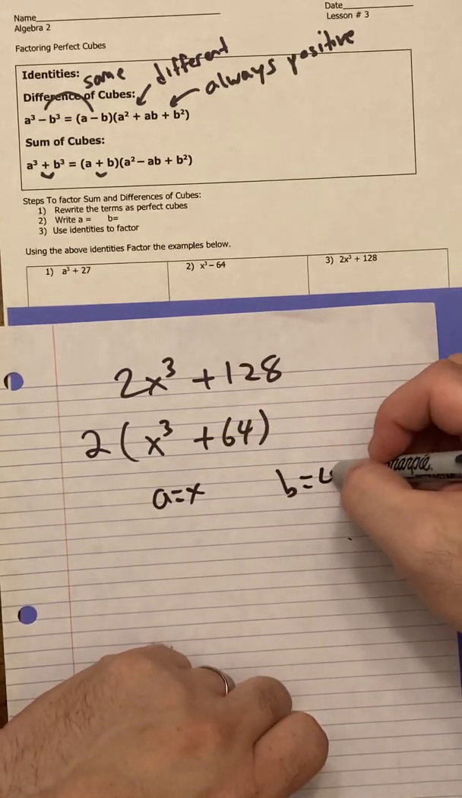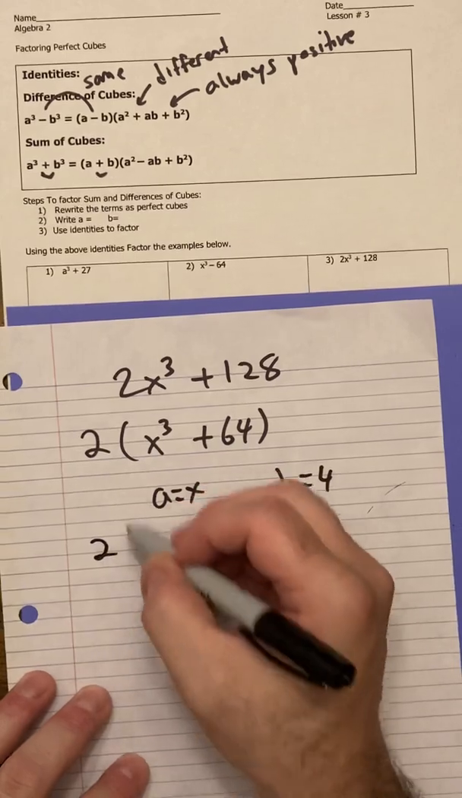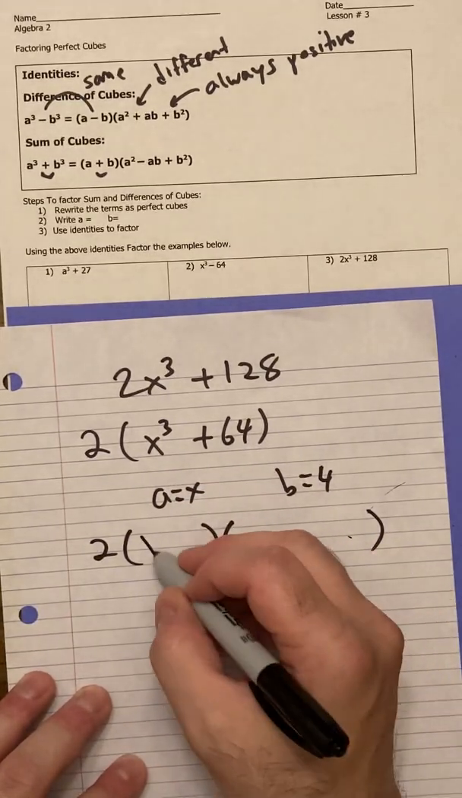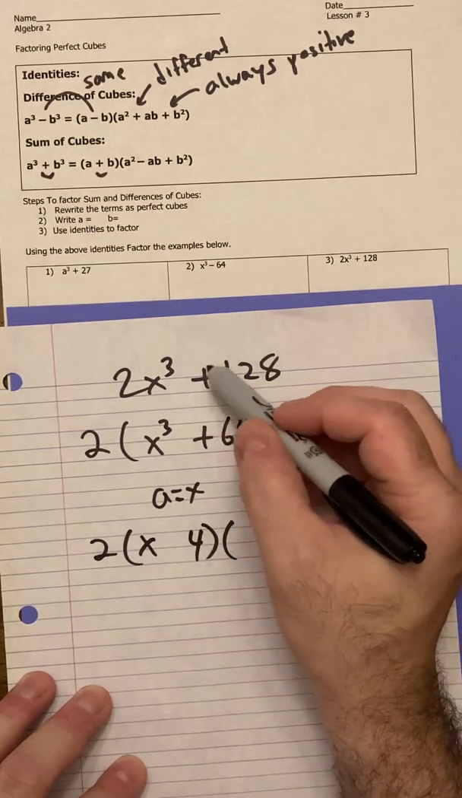Cube root of 64 is 4. We have a 2 on the outside. We're going to have a binomial, and we're going to have a trinomial. X and 4, same sign.